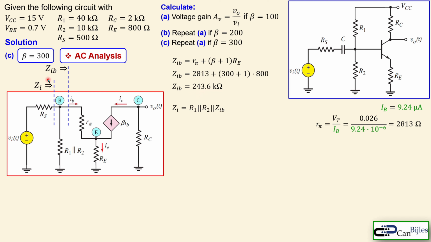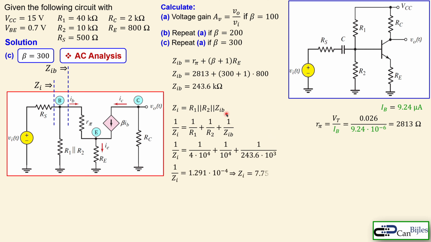Now moving on to the ZI, which is this part of the impedance, or looking from this part, you have again the parallel combination of 3 components, and that will give us the ZI of 7.75 kilo ohms. So you see again, this is not really changed compared to the previous 2 cases for the beta.